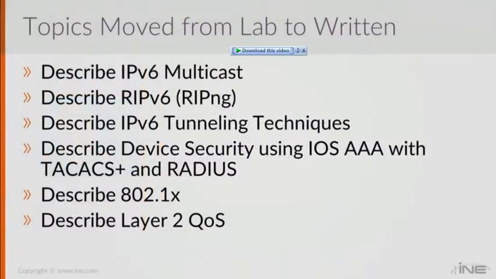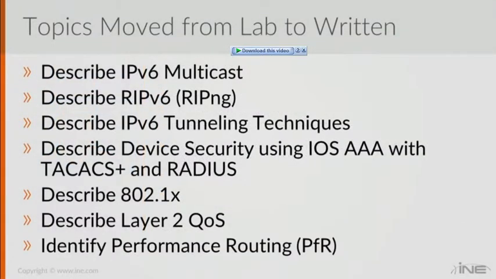Then we have everybody's favorite topic from V4, which is performance routing, or PfR. So PfR is no longer in the lab. It is still in the written exam, so you do need to know just in general what the feature set is and what you could do with it, but it's not going to be tested on anymore.